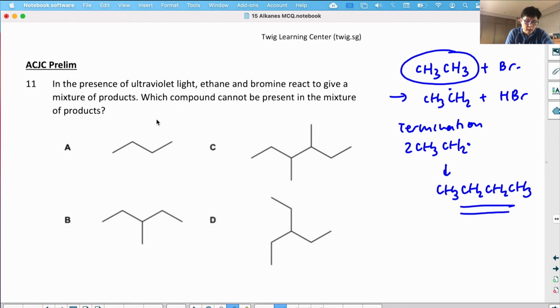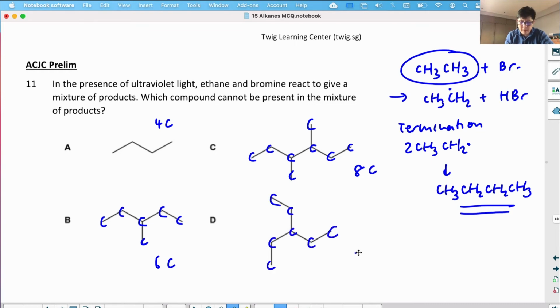So over here there's 4 carbon, and this one has how many carbon? 1, 2, 3, 4, 5, 6, 6 carbon. Yeah, it's possible. This one is 1, 2, 3, 4, 5, 6, 7, 8 carbon, possible. 1, 2, 3, 4, 5, 6, 7. Yeah, so it's 7 carbon, not really. Okay, so it's not possible.